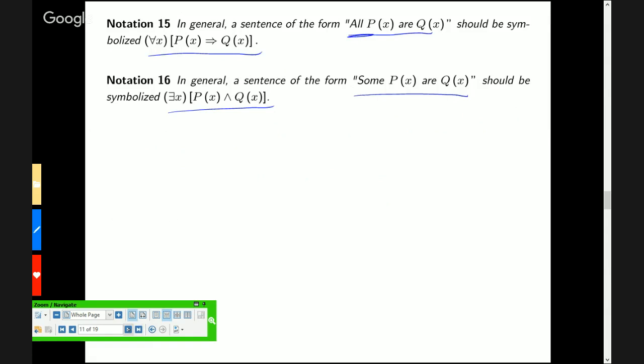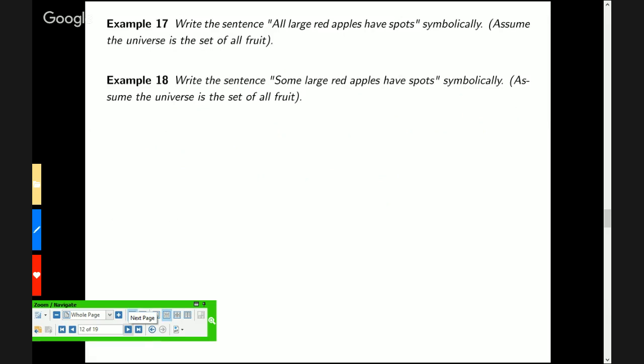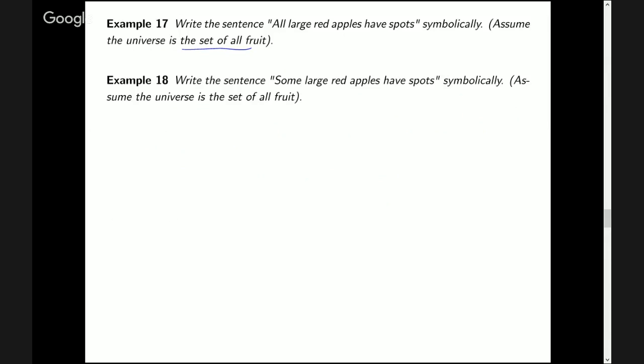Okay, so now let's go look at examples. Write the sentence, all large red apples have spots, symbolically. Assume the universe is a set of all fruit. So this is an "all" statement; "have" is the same as "are," so "are spotted" and "have spots" are the same type of thing. So what form should that be? That should be the first one.